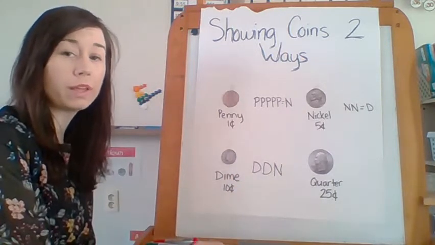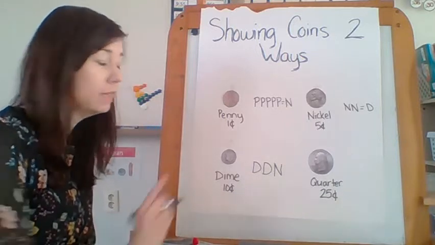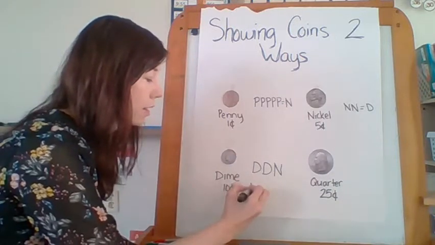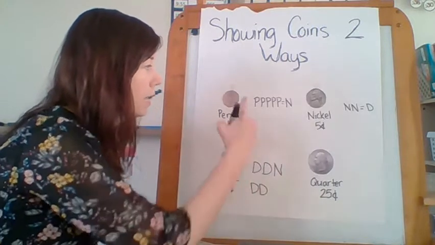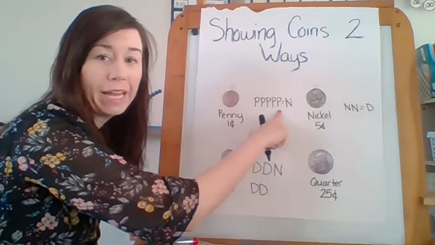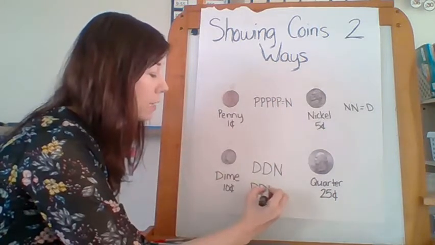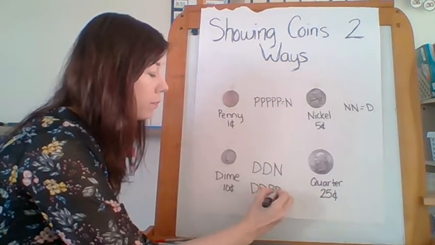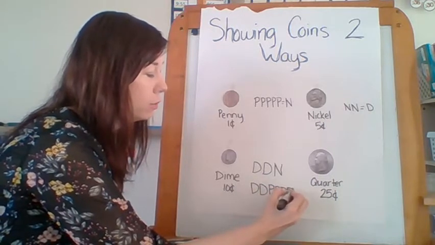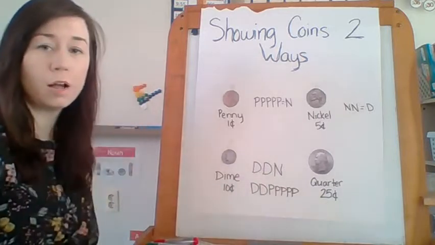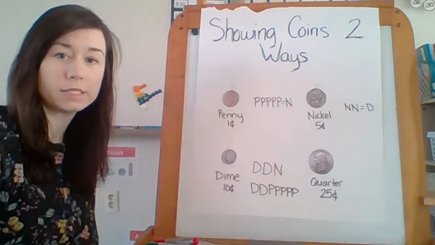If you knew that there was another way to do it, you are also right. I could have 2 dimes and 5 pennies because 5 pennies equals 1 nickel. All right, today you are going to use this to help with your activity, but first I'm going to show you a couple of examples.